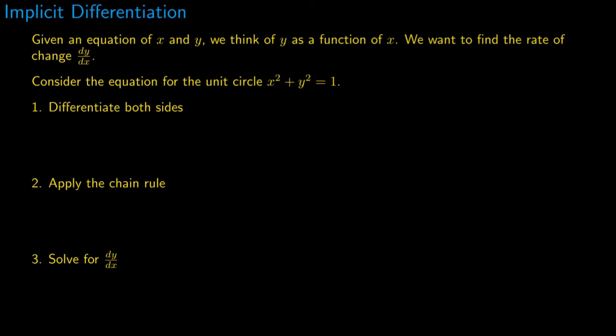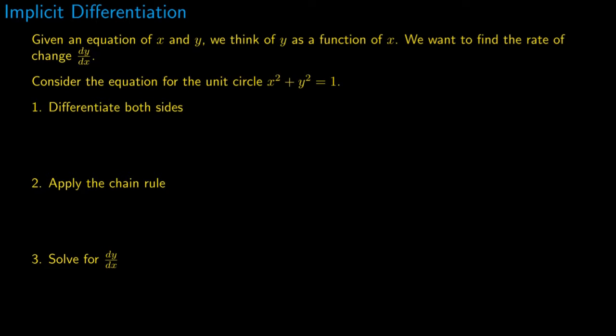Given an equation of x and y, two variables, we think of y as a function of x, and we want to find the rate of change dy/dx. So we'll do an example here. Consider the equation for the unit circle, which is x squared plus y squared equals 1. If we want to find dy/dx, we'll use the technique of implicit differentiation.